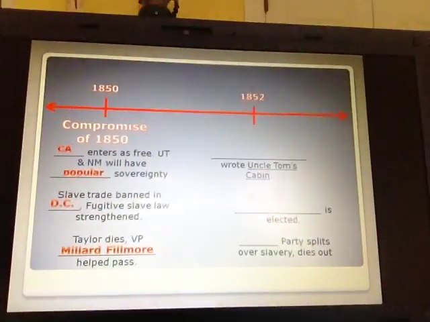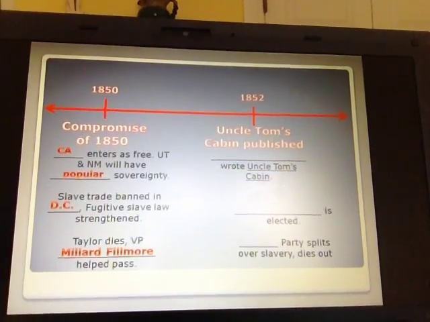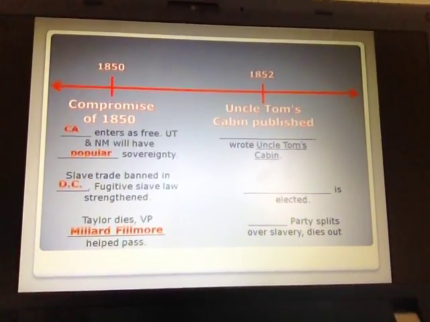She awakened a whole group of people in the North who suddenly realized they did care about the slavery issue, whereas before they had not. Okay, so what goes here is that Uncle Tom's Cabin is published. Southerners were outraged by it, by the way.